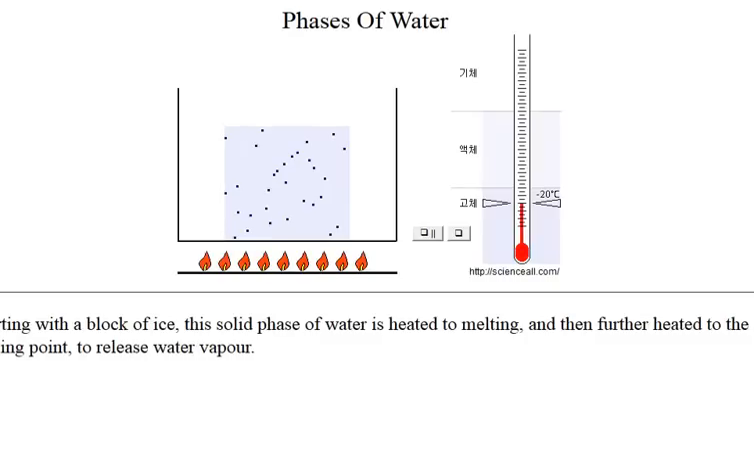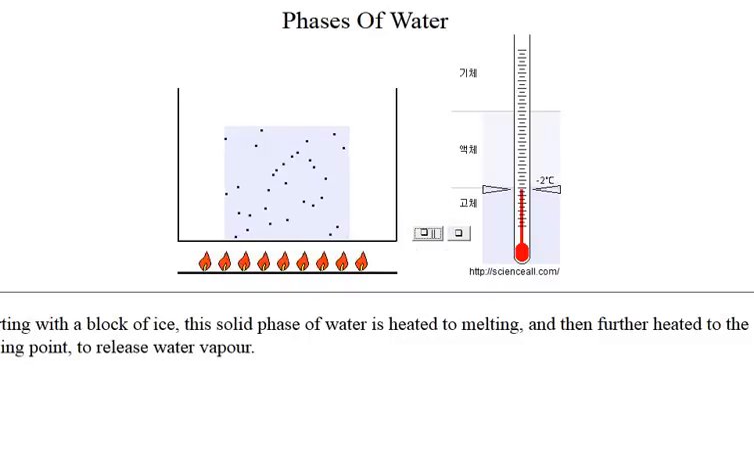So here we have the starting point of this simulation. We have a block of ice, and each one of these dots here in the middle of this beaker represents a molecule of water frozen in that ice cube. We are heating it at a constant rate, and we're going to watch this thermometer as we start this simulation.